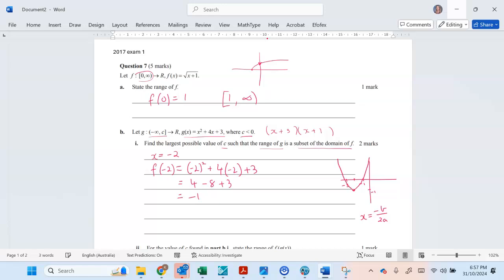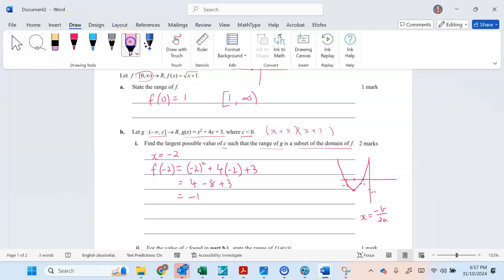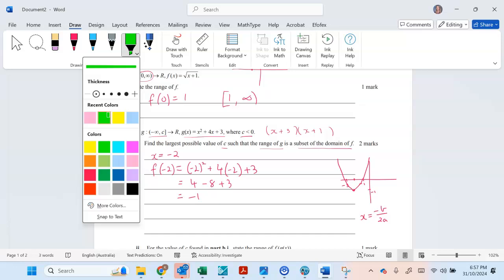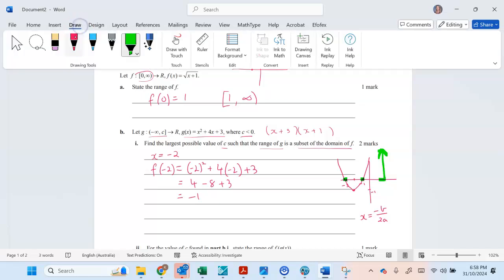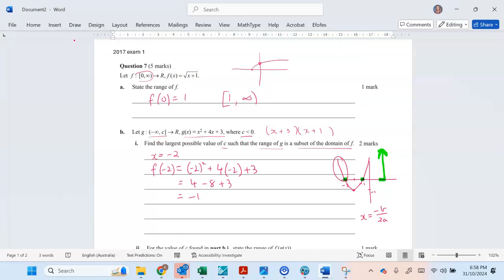All right, so it has to be a subset of the domain of f. So f goes from 0 to infinity. So I might just do this in a different color. Oh well, that continues to infinity. Maybe I'll put an arrow up there. So basically, we have to cut it off there. We can't have anything below that axis. And c is a negative value, so we're actually only wanting this part here. So your value of c is going to be -3.